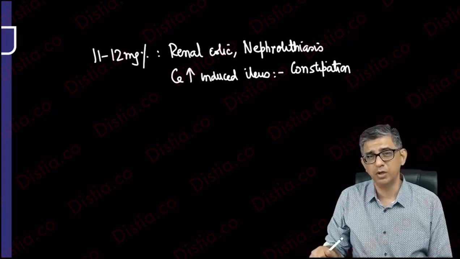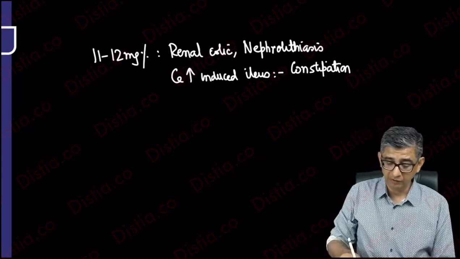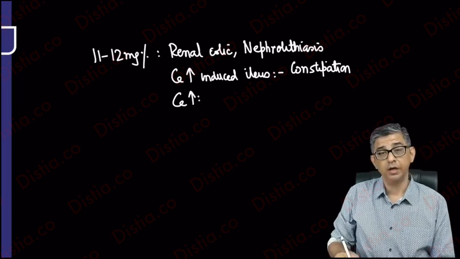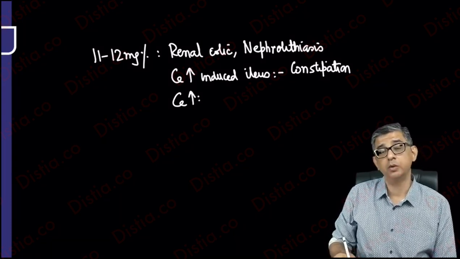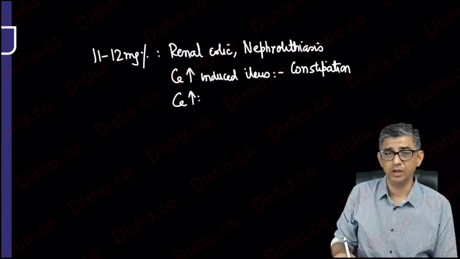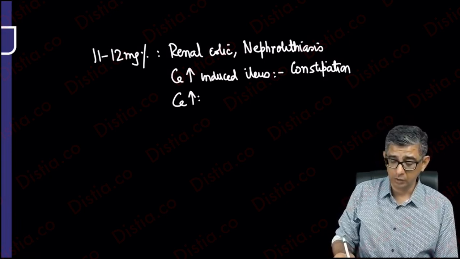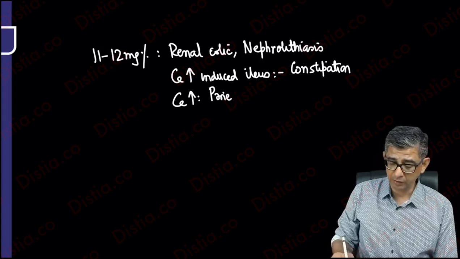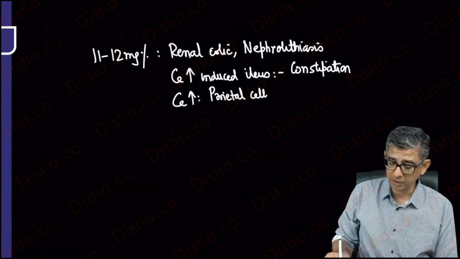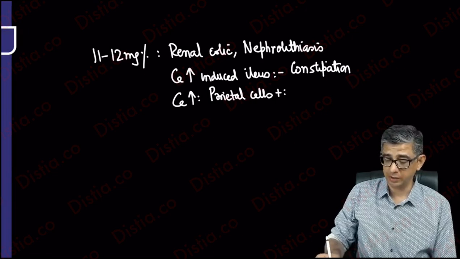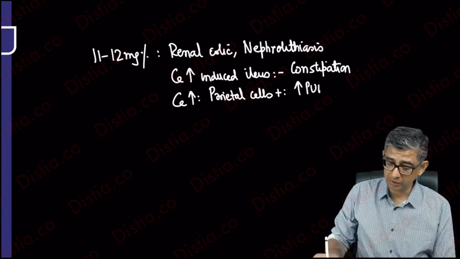And this constipation usually would be having a limited response to laxatives. Then when calcium tends to increase, it also tends to cause stimulation of parietal cells. You know, in GI, you always study hypercalcemia can cause stimulation of parietal cells, and therefore there can be increased acid production. And once there is an increased acid production, there is increased risk of peptic ulcer disease.